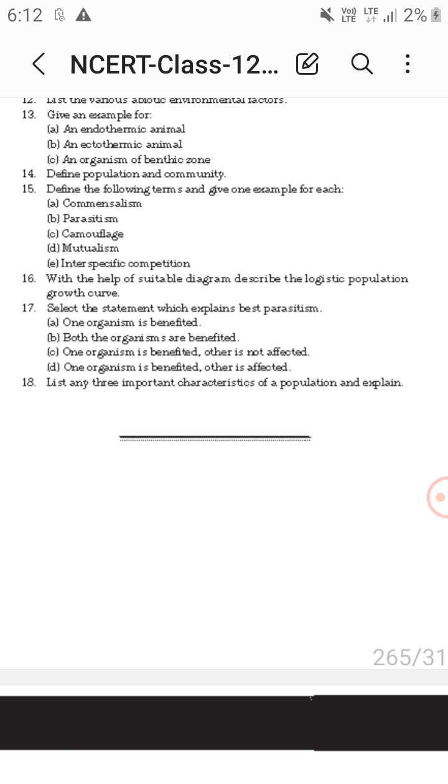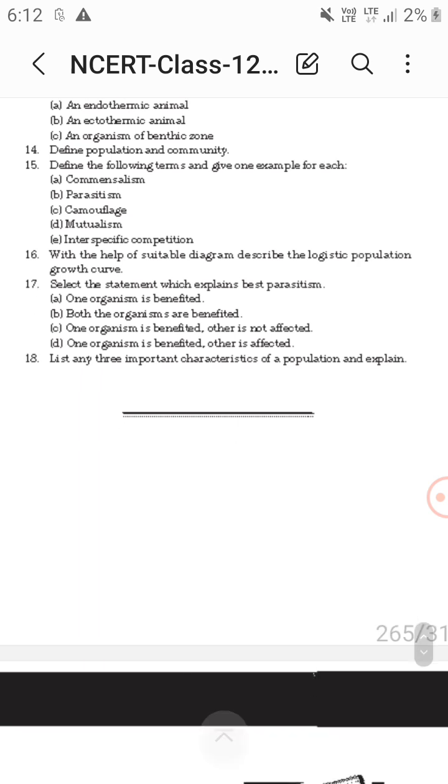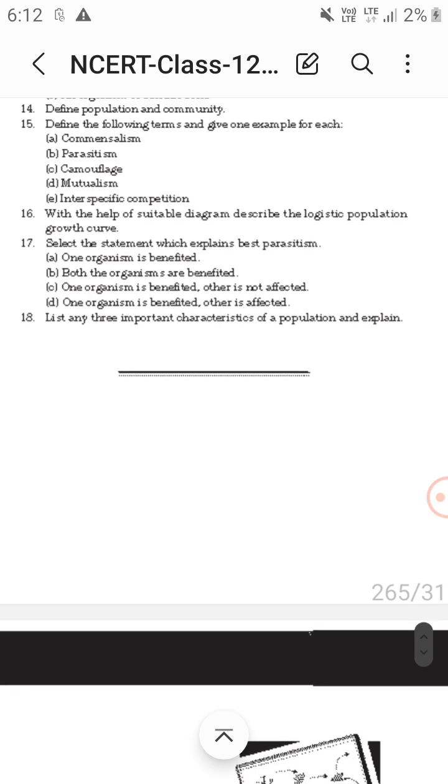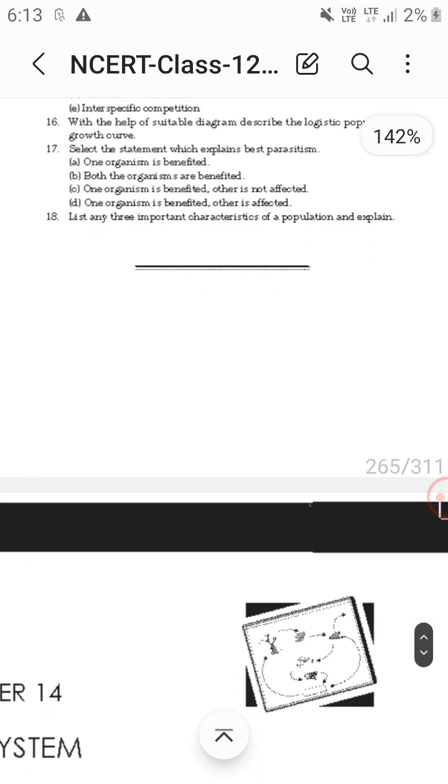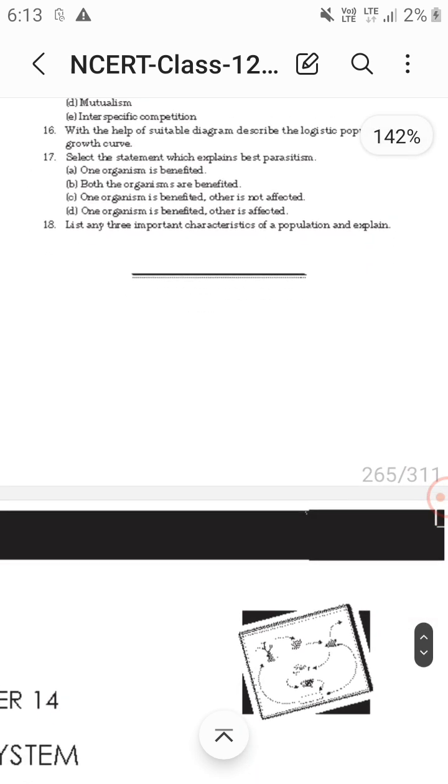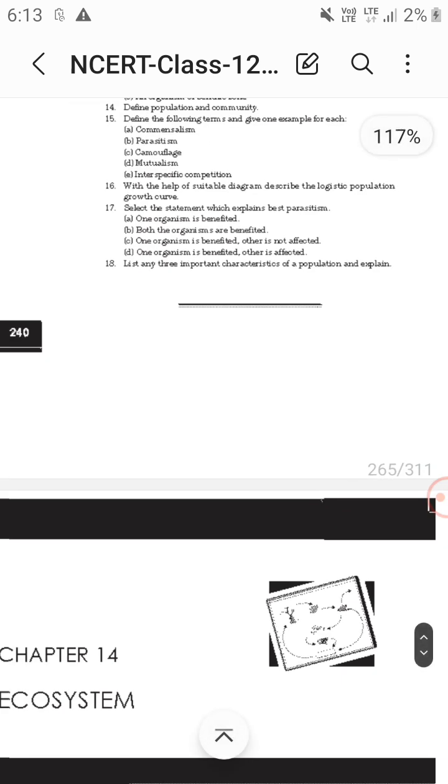With the help of a suitable diagram, describe the logistic population growth curve. So select the statement which explains parasitism best. One organism is benefited, both the organisms are benefited. One organism is benefited, other is not affected. One organism is benefited, other is affected. So number 4. List any 3 important characteristics of a population and explain.